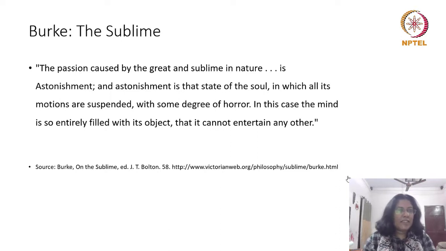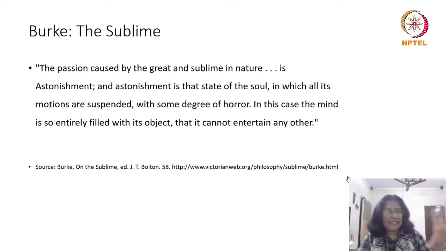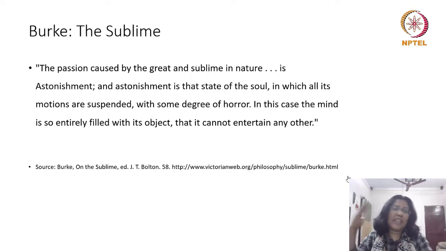More on Burke's The Sublime. He says the passion caused by the great and sublime in nature is astonishment. So when we look at something that is massive, that's big, a massive cataract, waterfalls, or a huge chasm, we are astonished. And astonishment is that state of the soul in which all its motions are suspended. So and we are horrified. So some degree of horror is spontaneously created in us when we are astonished by that grandeur in nature. In this case, the mind is so entirely filled with its object that it cannot entertain any other. So the only emotion that such grandeur can evoke in the mind of the reader is an element of horror and fear and awe.